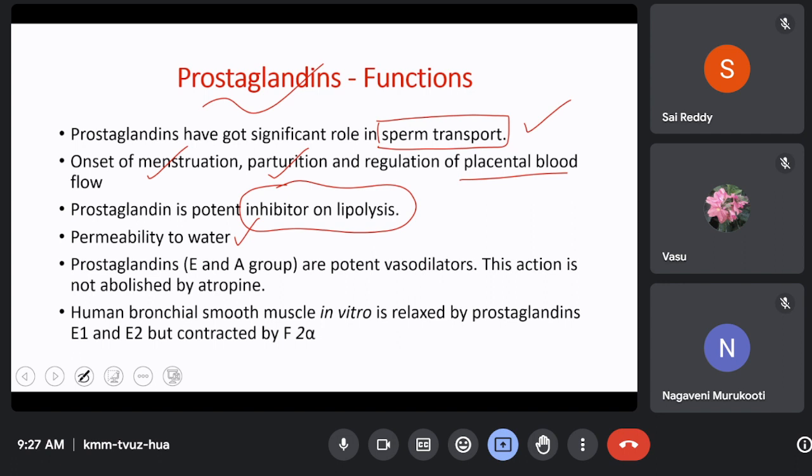And among the different prostaglandins, prostaglandin E and prostaglandin A groups are responsible for vasodilation, which is not abolished by atropine. Atropine is a chemical that decreases vasodilation, whereas when prostaglandins increase vasodilation, even if we administer atropine, this vasodilation is not abolished. And lastly, human bronchial smooth muscle is relaxed by prostaglandins E1, E2, whereas F2 alpha is responsible for contraction of the smooth muscles of the lungs. So these are the different functions attributed to prostaglandins. With this, we come to the end of the endocrinology portion totally. In the evening class at 8 o'clock, we'll start nerve physiology. Okay, thank you.